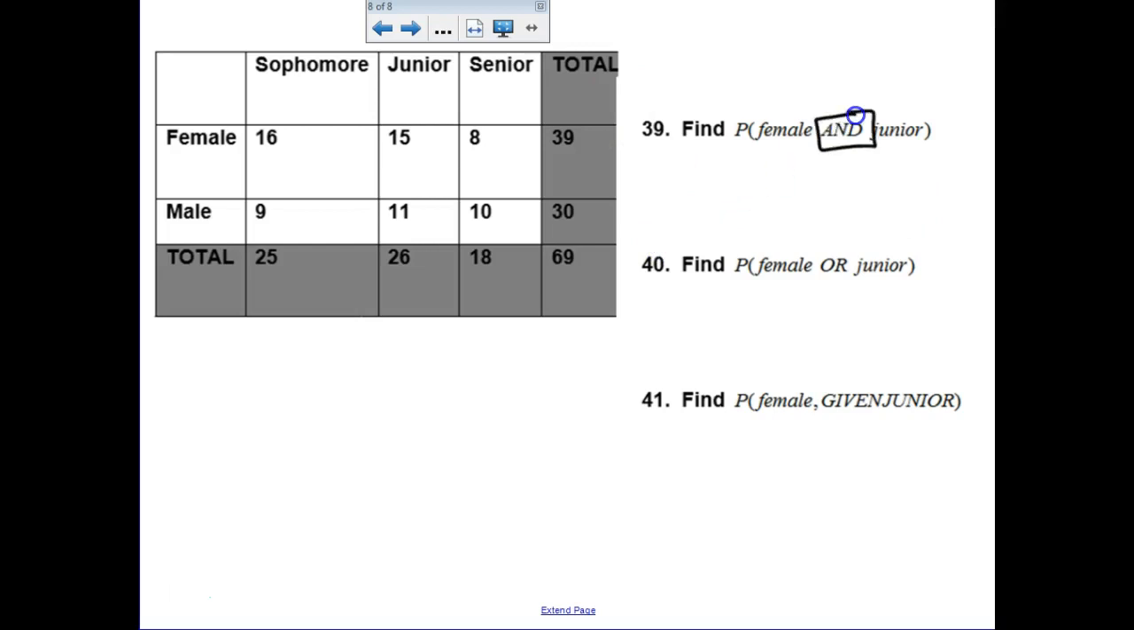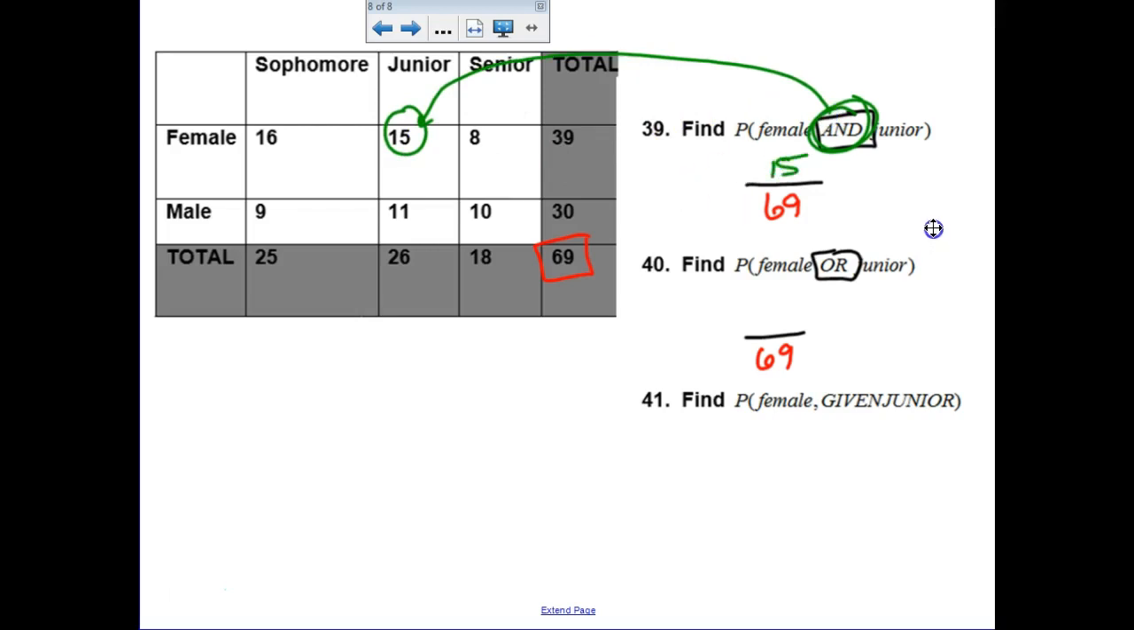Probability of female and junior. Well, I remember that ands and ors do have something in common. The denominators are going to be out of the entire total. So both of these questions are going to start with 69 as their denominator. But the difference is when it's and, female and junior, you go to your chart and you find that one number that's both female and junior. That would be these ladies right here. So 15 out of 69, which does reduce to 5 out of 23.